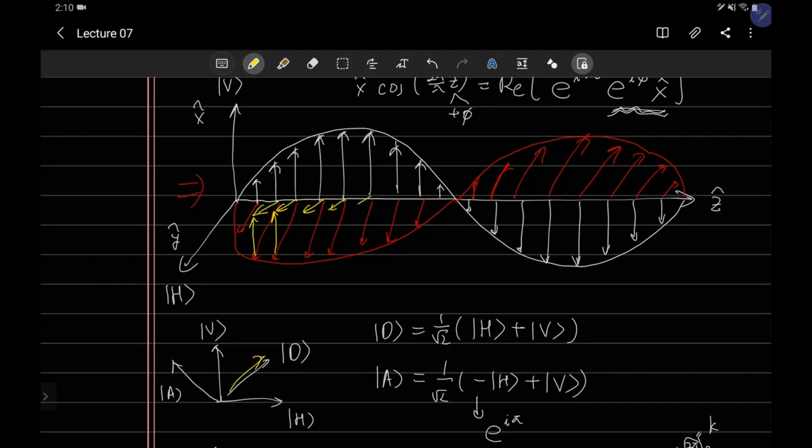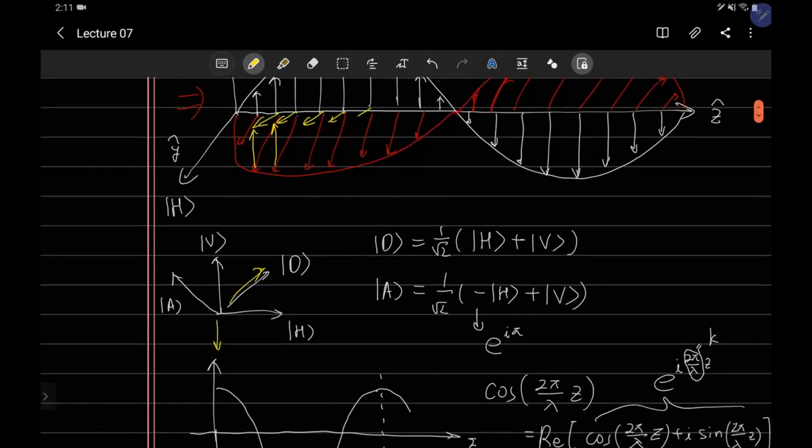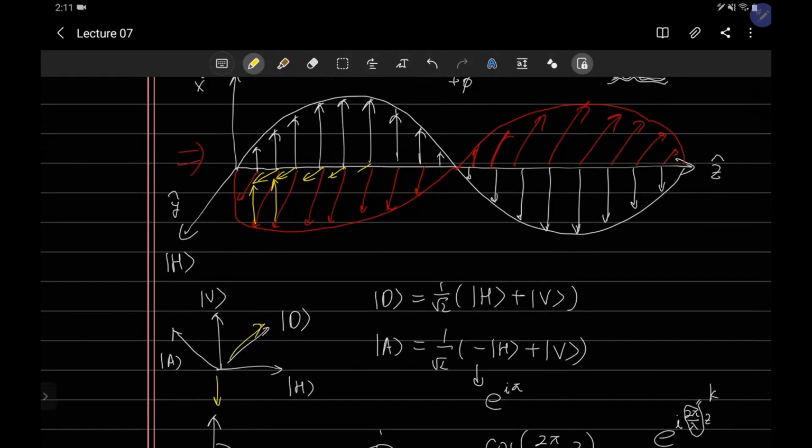And then when half a period has passed, all the directions of the oscillation are reversed. Along the vertical direction, the field is pointing down, and this field is pointing in the negative direction this way. So now the summation of these two fields, these two polarization vectors, points in this direction. So eventually the oscillating field is oscillating along this direction. That's how diagonal polarization is defined. Then what about the anti-diagonal? For this case, let me just erase.